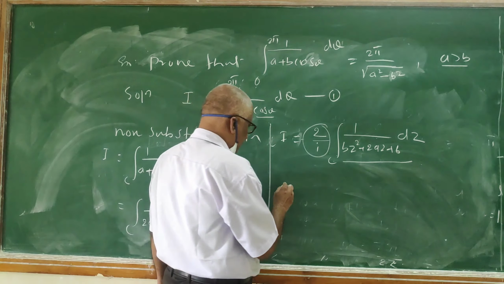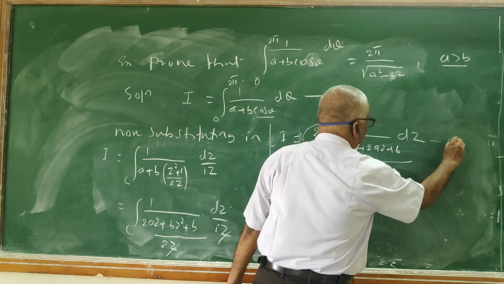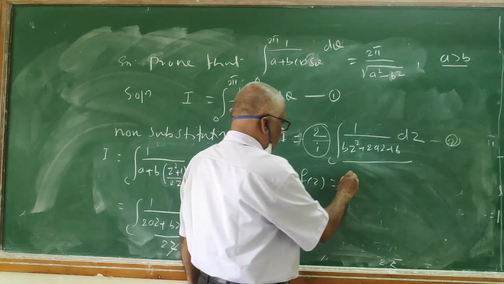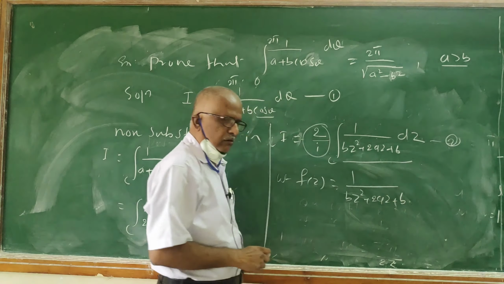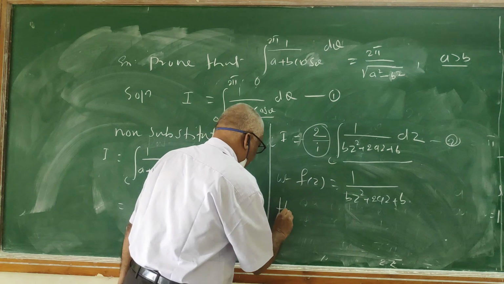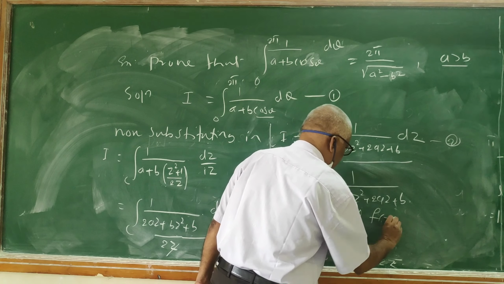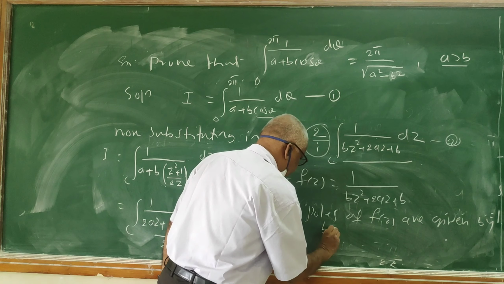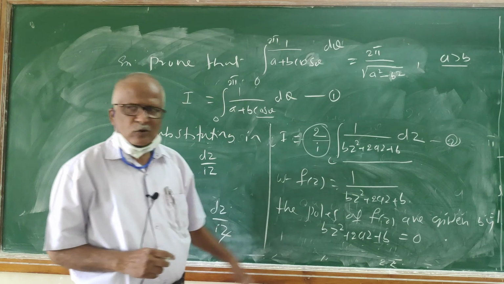So that, let us note here, let f of z equal to 1 by bz square plus 2az plus b. So determine poles of f of z. The poles of f of z are given by bz square plus 2az plus b is equal to 0, and which is a quadratic equation.